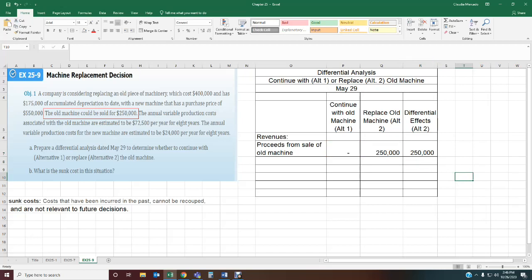So here we have to think, if I get rid of my old piece of equipment, I'm going to get a check for $250,000. If I keep it, well, I'm not going to get anything because I'm keeping it, right? What about our costs?